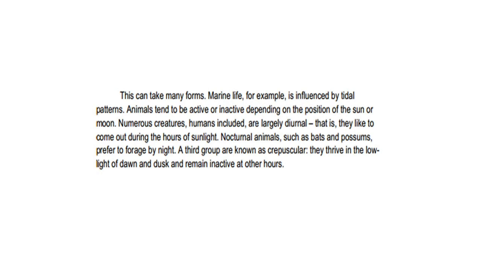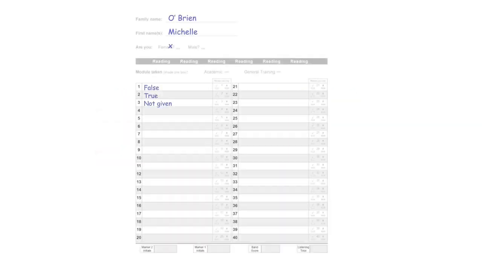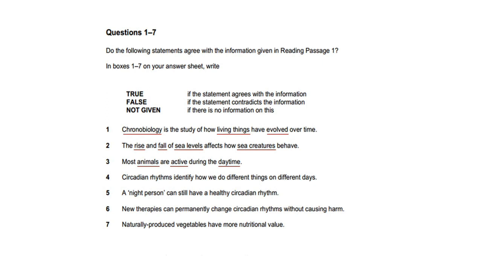It says, animals tend to be active or inactive depending on the position of the sun or moon. Numerous creatures, humans included, are largely diurnal, that is, they like to come out during the hours of sunlight. It doesn't actually say. So again, quickly go to your answer sheet and write not given for the third answer. Then go back and read statement 4 in the questions.